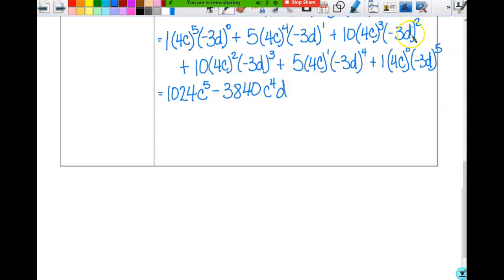Then this negative 3 is going to be squared, so it's going to be positive. Multiply by all that, stays positive. So then 9 times 10 is 90 times 4 to the 3rd gives me 5760 c cubed d squared. And then you get the actual values for the last three.